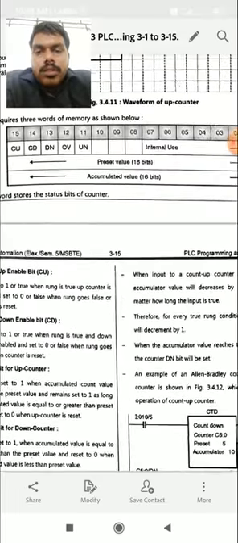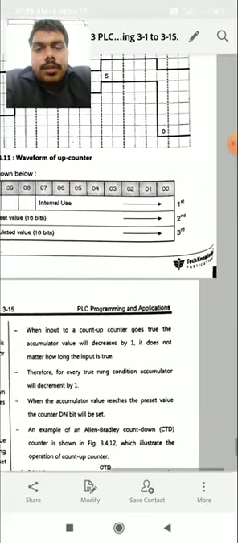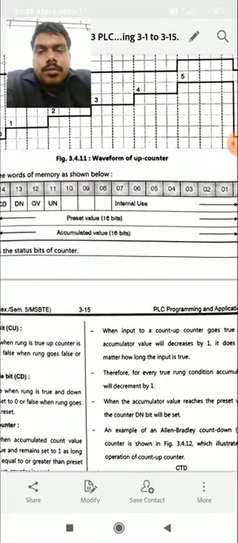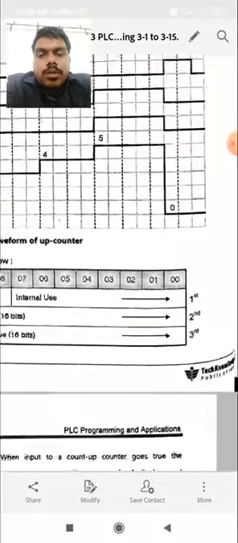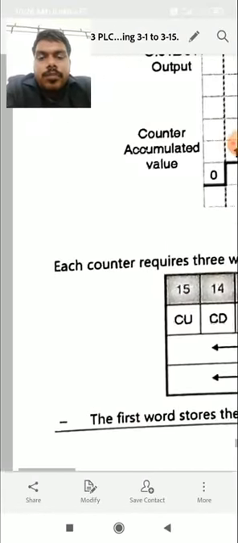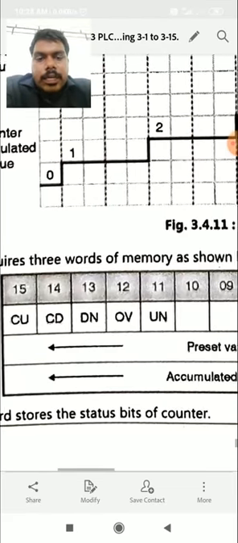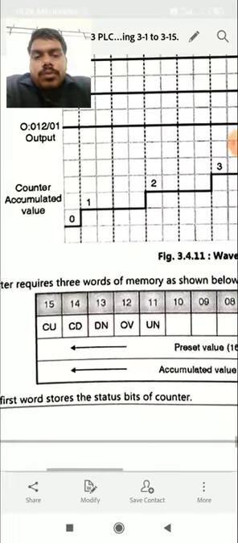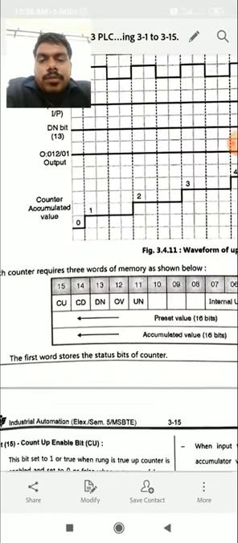Now this is the diagram. See how the counter actually holds the bits: 0, 1, 2, 3, 4, 5, 6 up to 15. Then bit 15 onward are given as CU, CD, DN, OV, and UN. The preset value is 16 bit and the accumulated value is 16 bit.